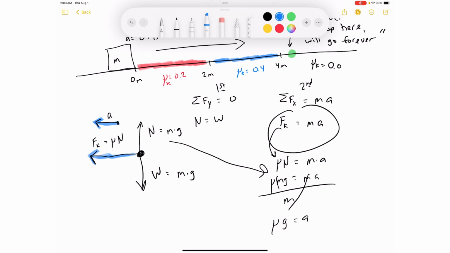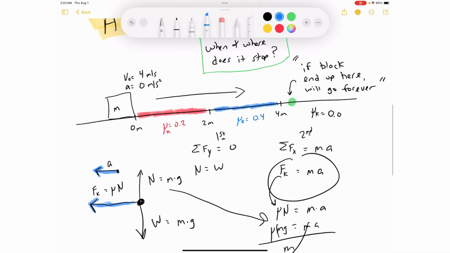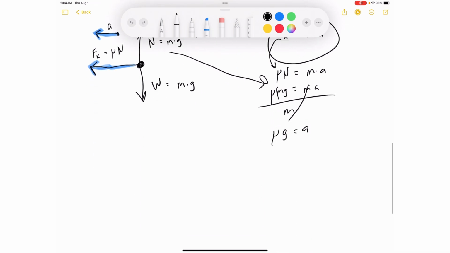Well, there's really two accelerations, right? There's this acceleration in the red area, and then there's the acceleration right here in the blue area, right? And they're going to be different because it's mu g. So this one is mu 0.2 times g. This is 0.4 times g. Okay, let me just erase that. Okay, so we have two accelerations.